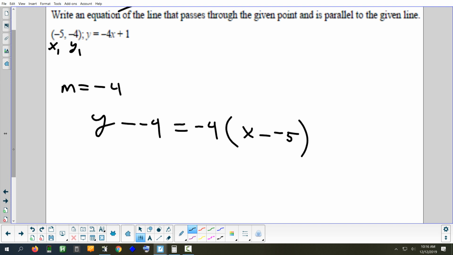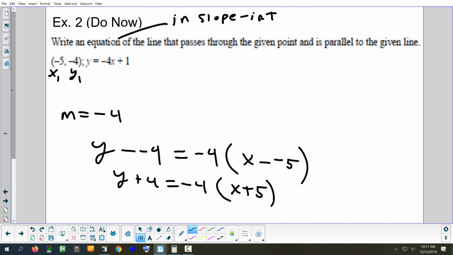Okay, we got a little bit of work to do because we got to get this in y equals mx plus b, and we got to clean up this minus minus. What's another way to say y minus -4? Yeah, let's make it y plus 4. Yep, minus a minus is a plus. What about x minus -5? It's really x plus 5. Now, what form is this? Point slope. The directions I added in, slope intercept.